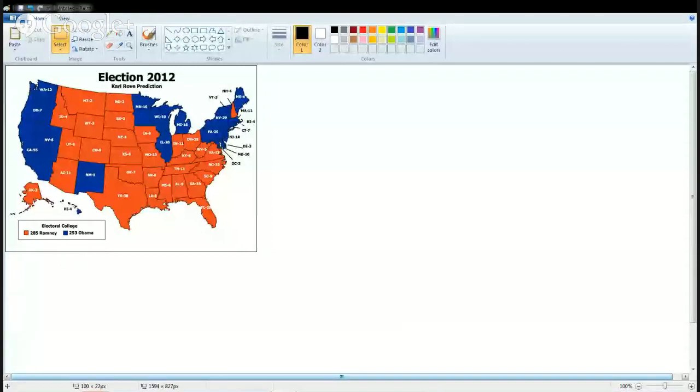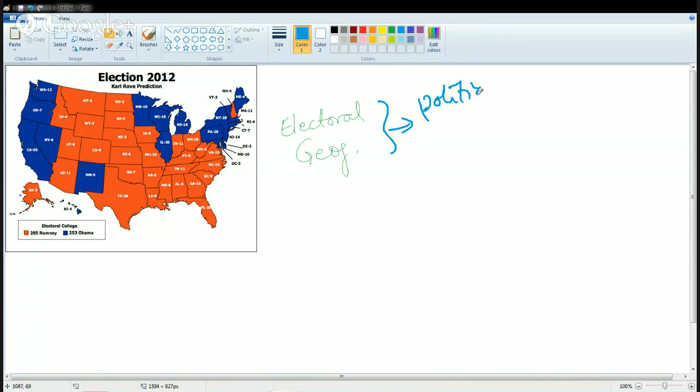So when I say electoral geography, what do we mean by the word? Electoral geography basically means understanding the political processes in a geographical area. So if I talk about electoral geography, it means understanding the political processes that exist in a specified geographical area.